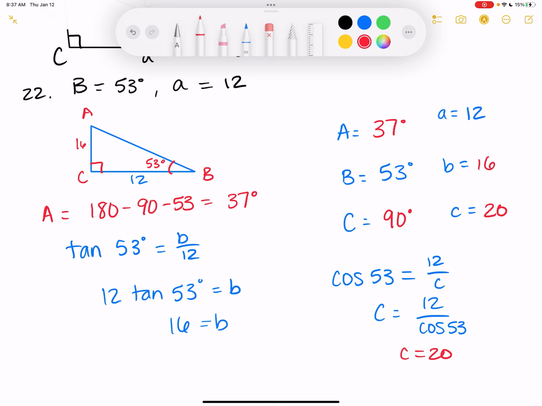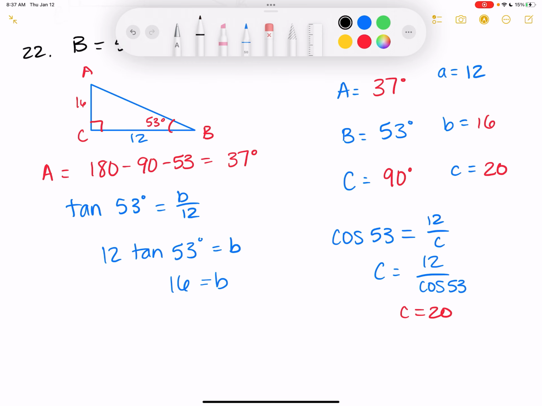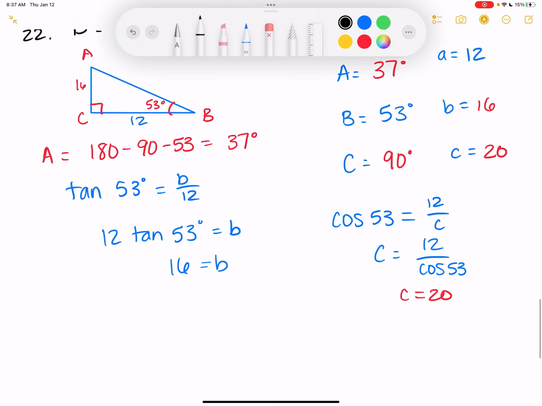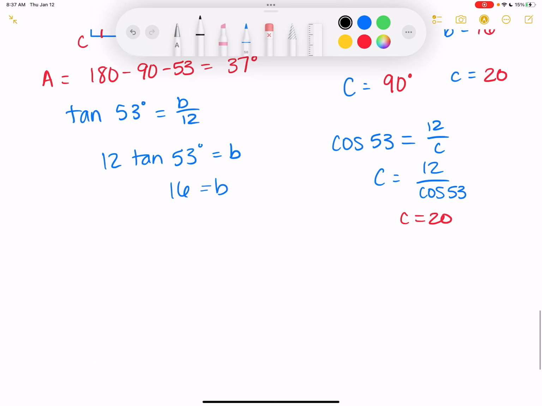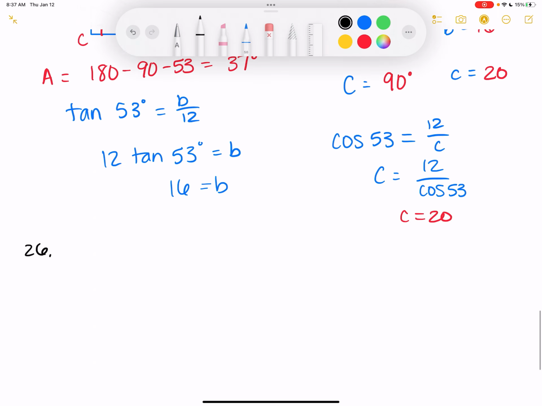Any questions about that one? All right, let's see. Let's do 26. So we've got A is equal to 49 degrees, and C, the side length, is 12.